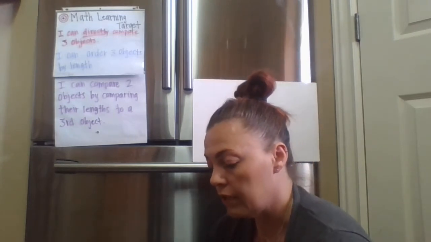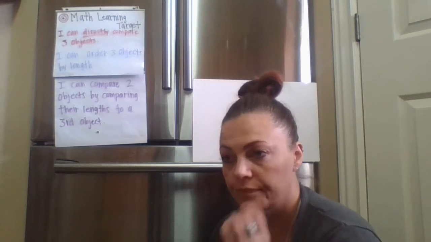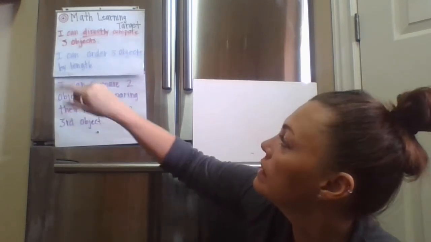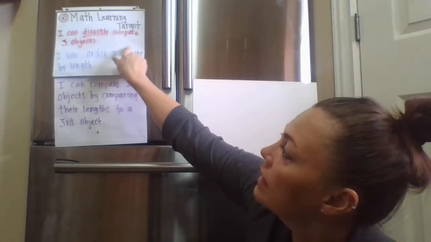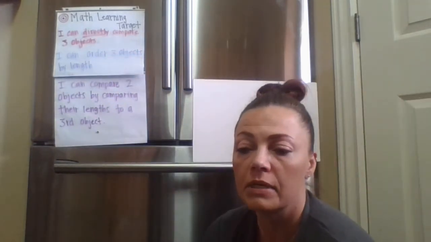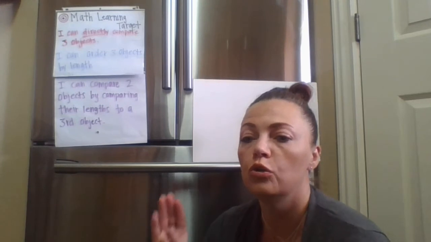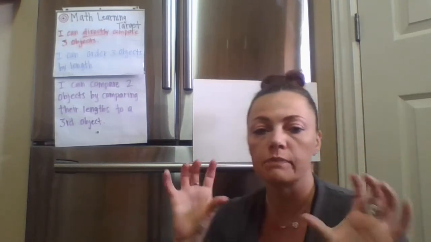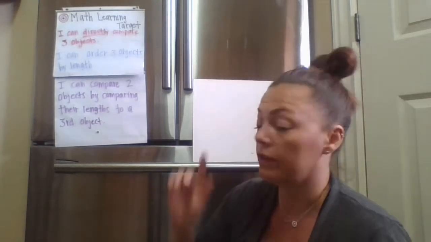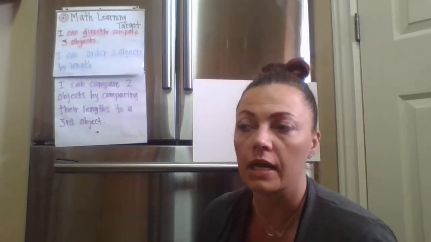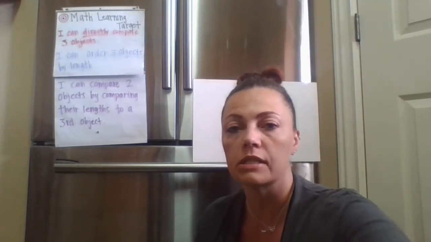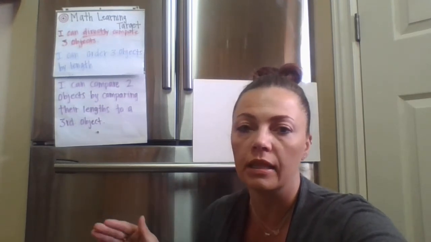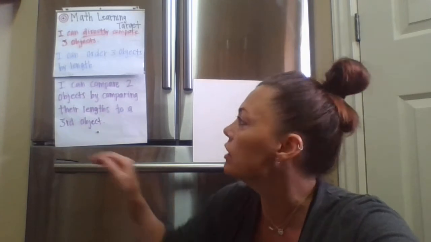This week we're going to be learning about length, and let's look at our objectives right now. We have 3 of them this week. I can directly compare 3 objects, and directly means that you are comparing the length of those 3 objects just by themselves. So I'll show you on the first problem that I do, but you are comparing those 3 objects, their length, with each other. You're not comparing their length to anything else, just with each other.